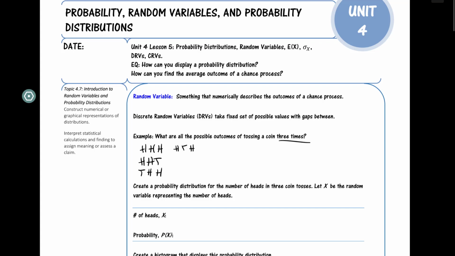Now, what about all the different ways that we can get 1 heads? It's going to be heads, tails, tails, or tails, heads, tails, or tails, tails, heads. The heads coming on the first, second, or third toss is all the different ways that we can get 1 heads in a coin toss. And then finally, we can also have 0 heads in your 3 tosses. Now let's go ahead and recognize that there are 8 different possible outcomes in this setting. We want to create a probability distribution for the number of heads in these 3 coin tosses.